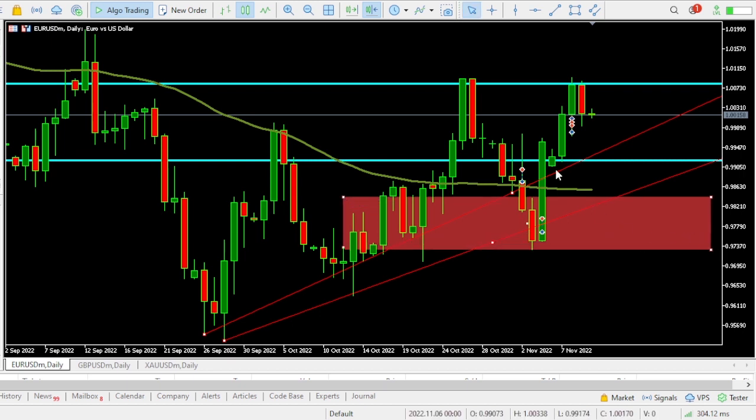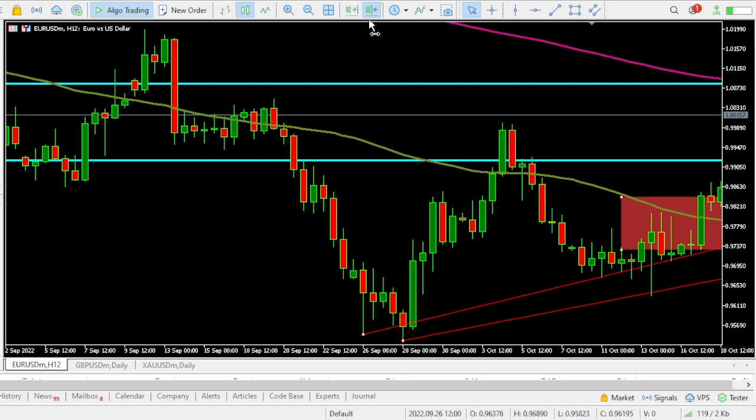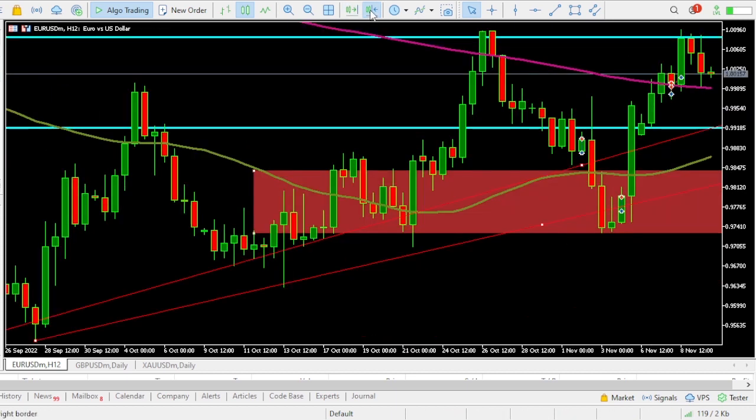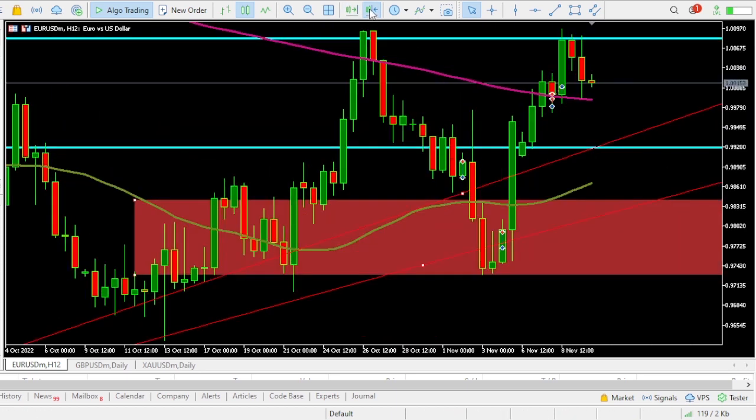Now even though we have seen two double tops here, don't be confused by it. So we'll go to a lower time frame. This is on a daily, so let's go to the 12 hours time frame. What do we see there? Okay, now on the 12-hour time frame, you see that the market is sitting on top of the 200 period moving average. It's broken through the 200 period moving average.